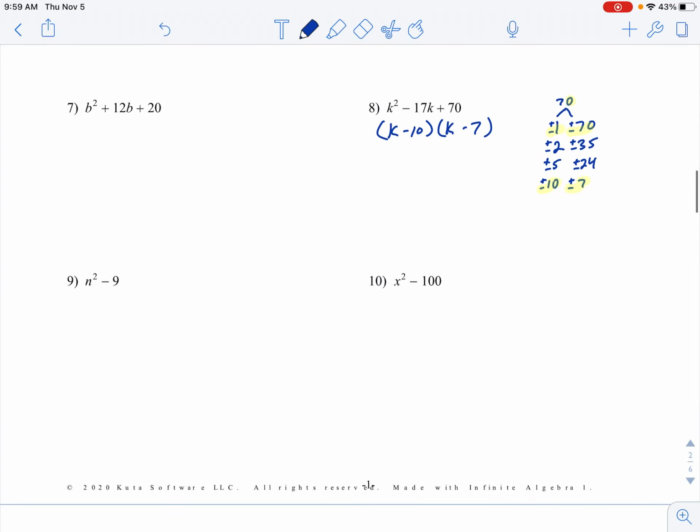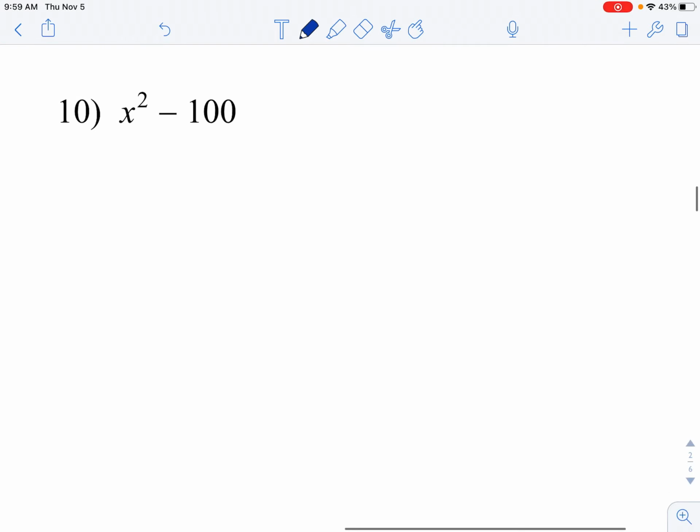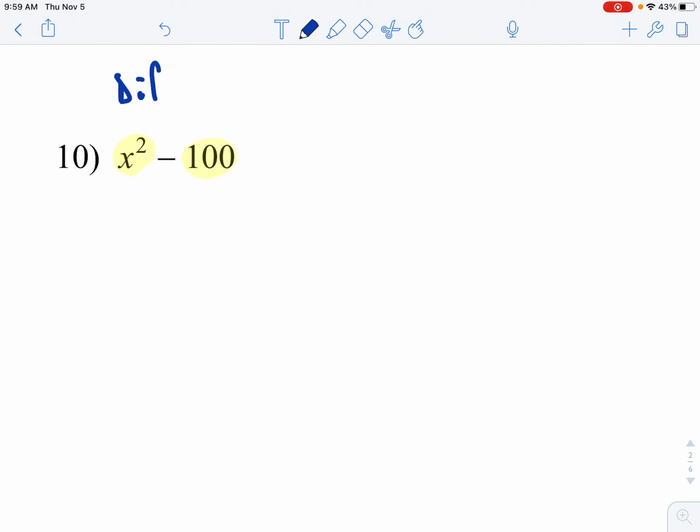Okay, hopefully you're remembering this. It's not a big deal. It's something that you can do. You just practice a little and get good at it. Now this one is not a trinomial. There are only 2 terms here. This is what I referred to before as a difference of squares.